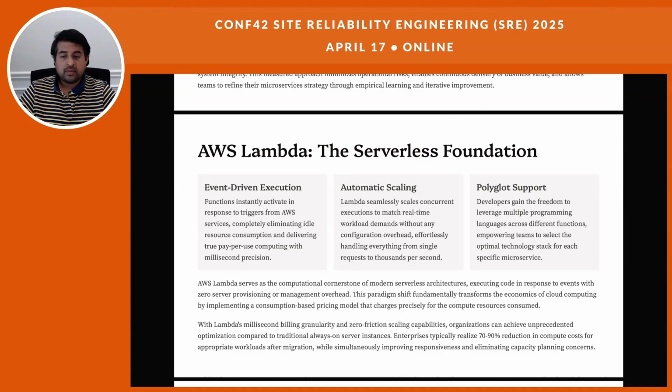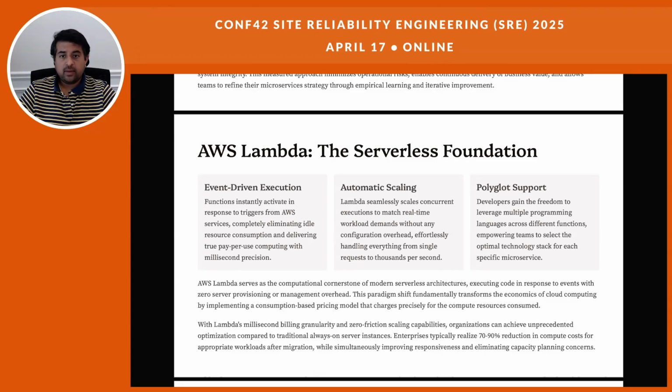Automatic scaling. Lambda seamlessly scales concurrent executions to match real-time workload demands without any configuration overhead, effortlessly handling everything from a single request to thousands per second. Lambda can scale to handle sudden spikes in traffic, achieving a 99.99% availability rate, and can scale from 0 to thousands of concurrent executions in seconds. Auto-scaling capabilities have been shown to reduce peak load latency by 40 to 50% compared to manually scaled systems.